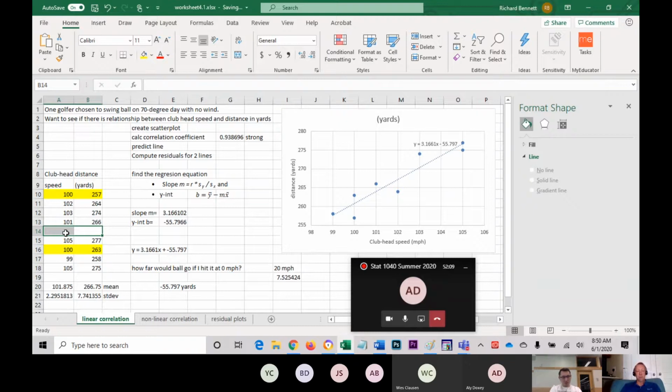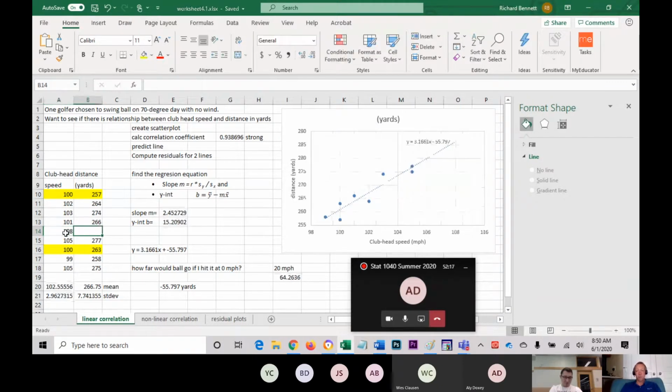Now, the other point that I want to make here, let's say that it went 108 miles an hour. And then this was going to be 290, let's say.